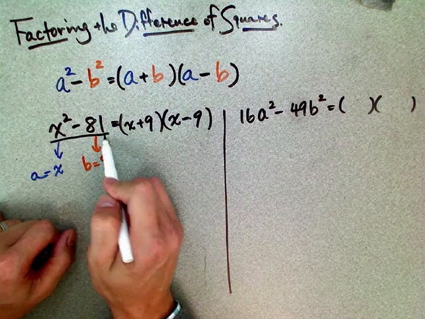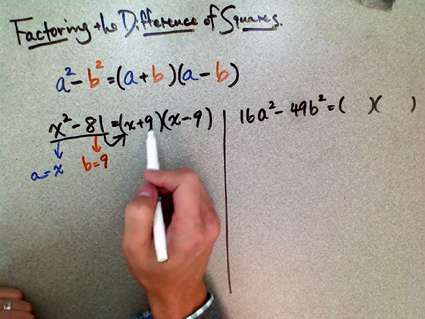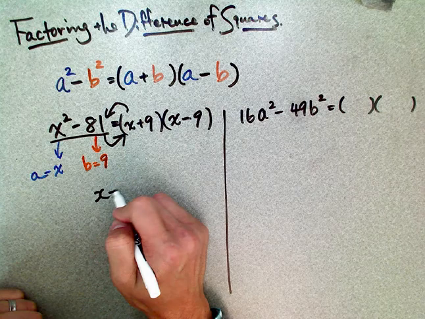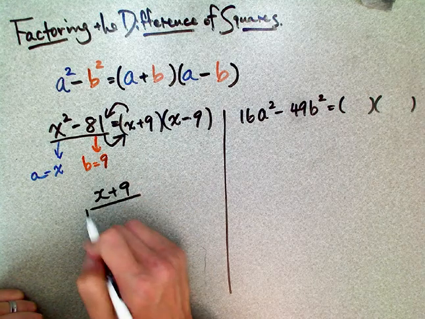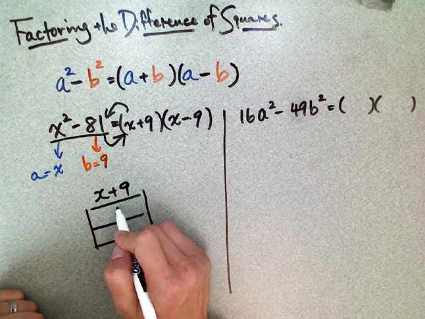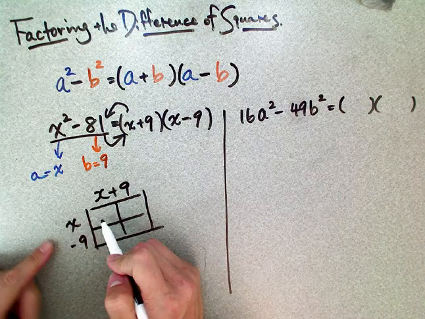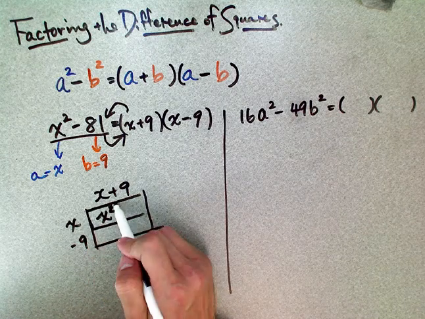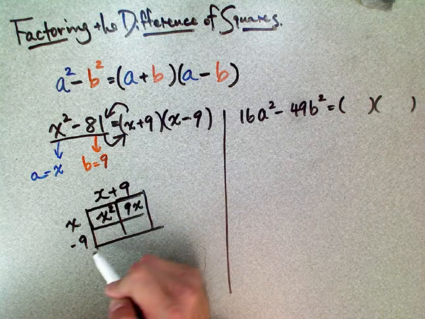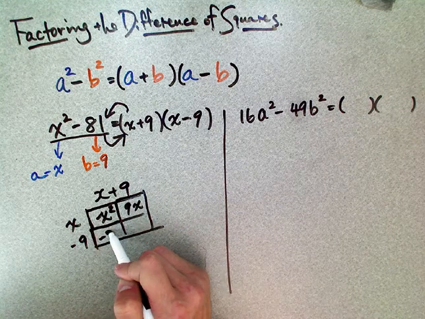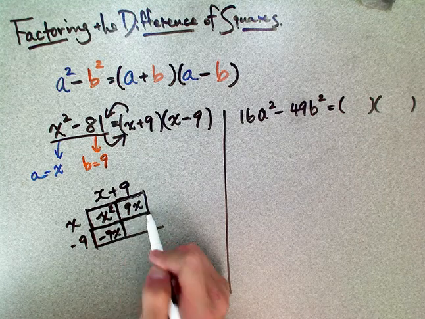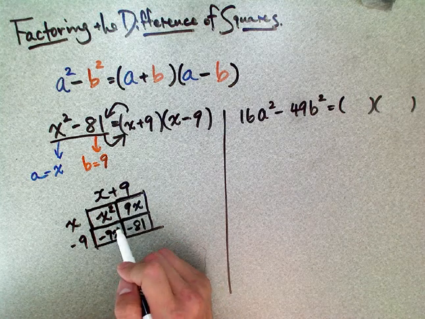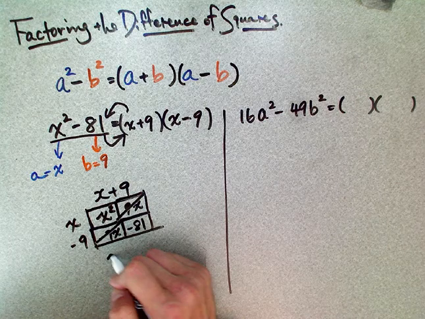So from here to here, right? If we want to make sure that this is true, we can go backwards by expanding using the distributive property, or we can use some box methods that we learned. So for example, here it's x times x, so x squared. Here x times 9, which is 9x. Here negative 9 times x, that's going to be negative 9x. Here negative 9 times 9, which is negative 81. Combine like terms, 9x and negative 9x will give us 0. So x squared minus 81.